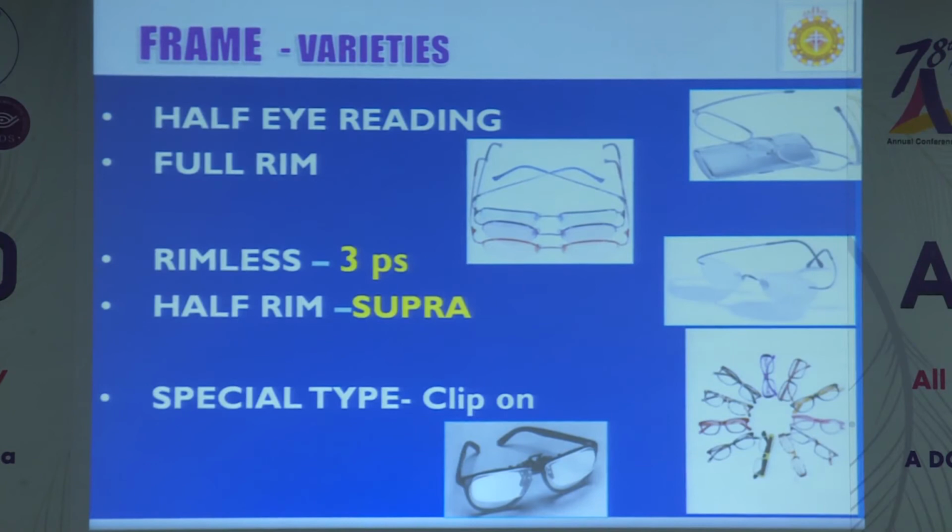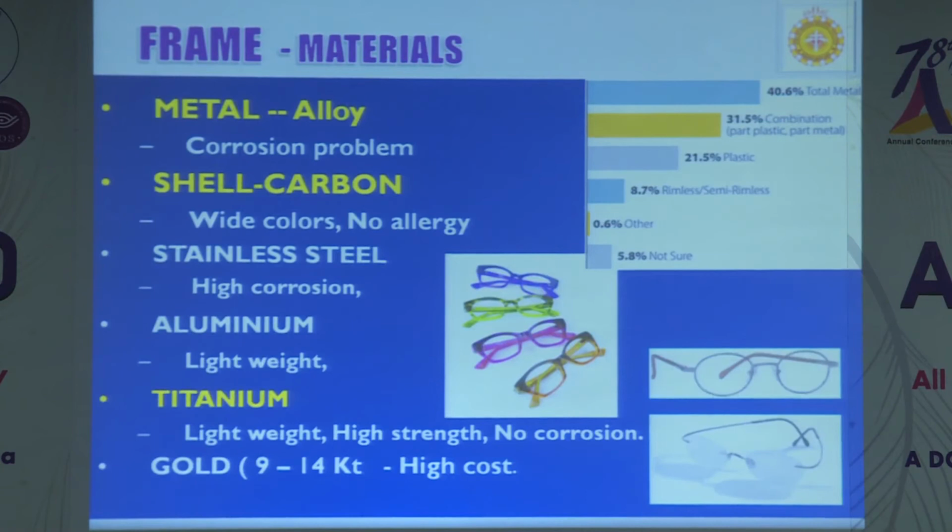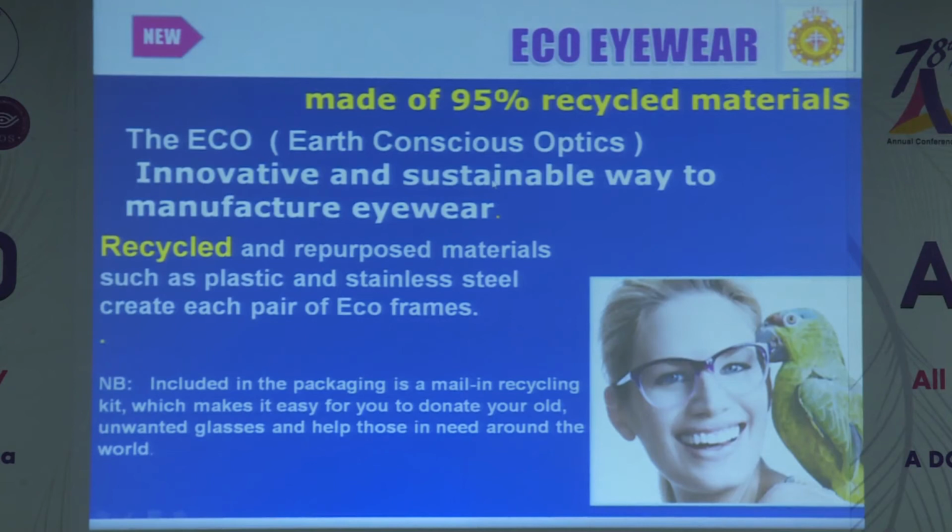And the frame varieties: it is a half-eye reading spectacle or full rim with a 360 degree rim, or it can be rimless or three-piece frame, or it can be half rim or supra frame. That means the upper part has a frame and the lower part has only a thread, or a special type of clip-on, etc. As for frame materials, the old one is metal alloy, where corrosion is the problem, then came shell and carbon. Stainless steel and aluminum are out of the market. Now the market is taken by titanium. Gold is also out of the market because of the high price. And for those who are fond of eco-friendly or recycled material, such frames are also available now.